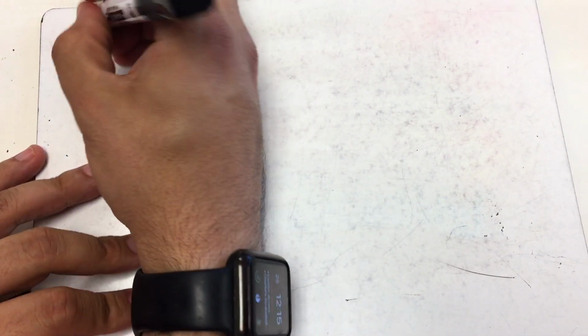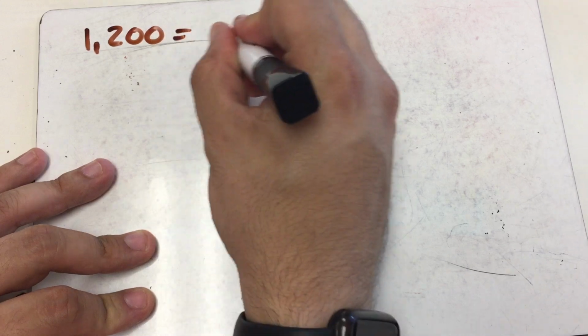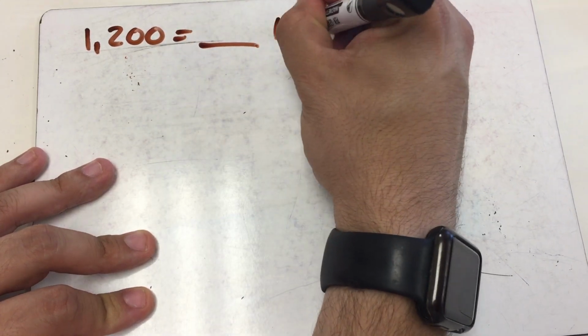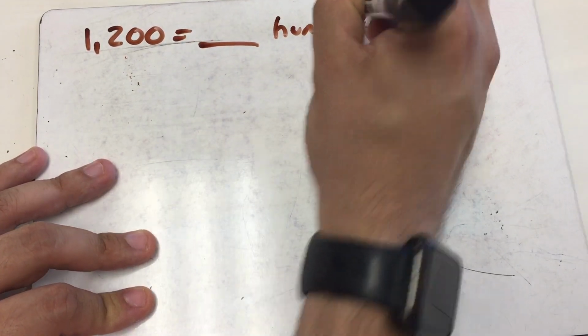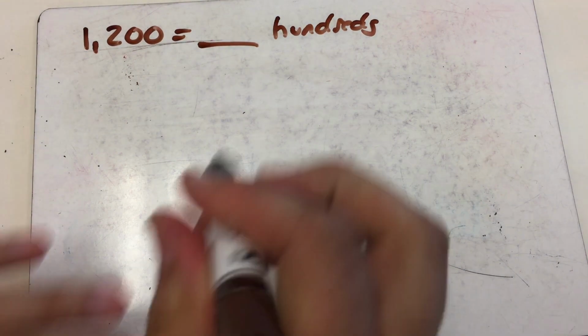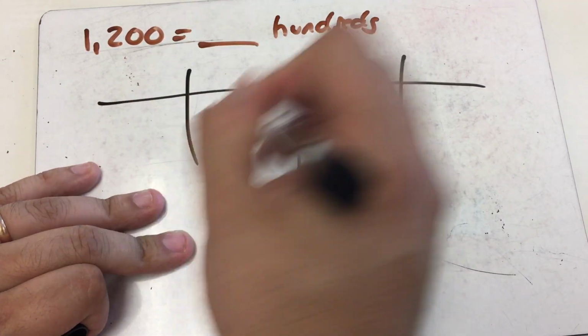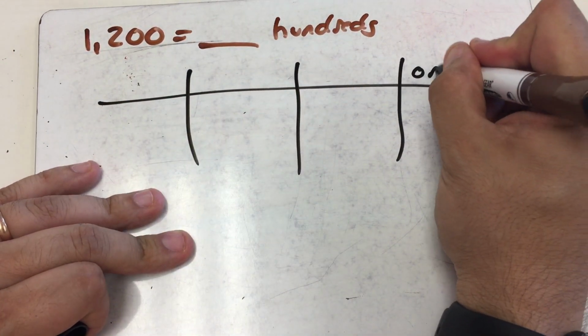In the last video, just for a really quick review, we talked about how you could very quickly use a series of steps to decompose a number. So let's say I had 1,200 and I wanted to see how many hundreds we had right there. So first thing I need to do is draw myself a very quick place value chart. Doesn't have to be anything fancy.